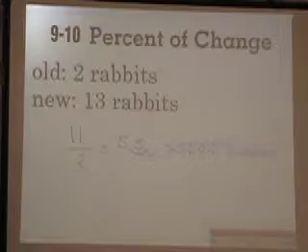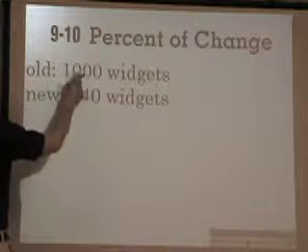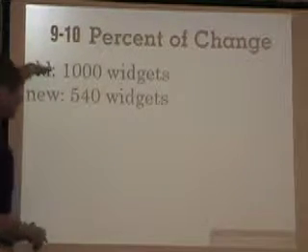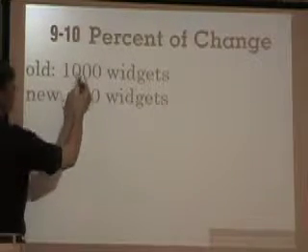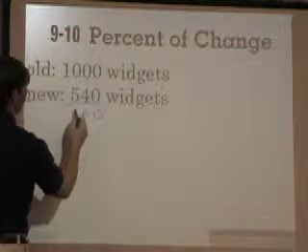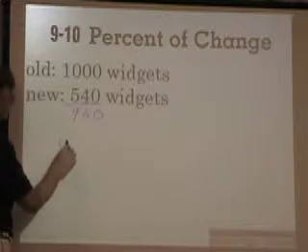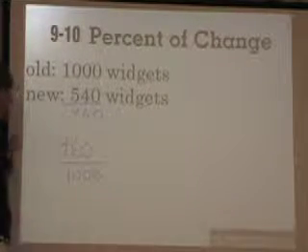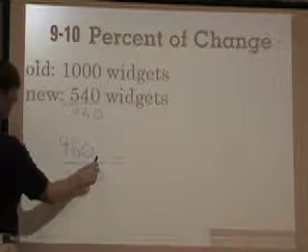How'd you get 5.5? Now here it says an old to a new. The old is 1,000, the new is 540. Okay? So if the old's 1,000 and the new's 540, is this increase or decrease? Decrease. So we need to do big minus the small, and we get 460. Now we take the difference and put it over the original, which was 1,000.